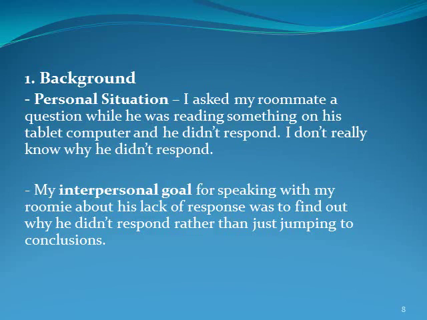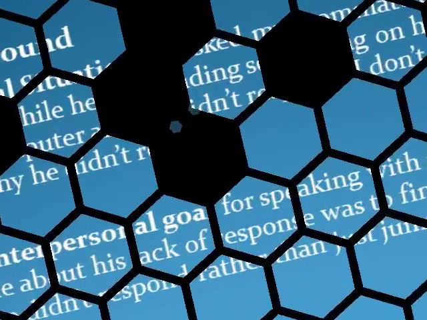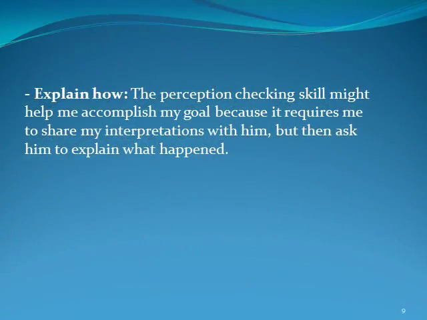Then next is your interpersonal goal. My interpersonal goal for speaking with my roomie about his lack of response was to find out why he didn't respond rather than just jumping to conclusions. The next step is to explain how perception checking can help you in achieving that goal. The perception checking skill might help me accomplish my goal because it requires me to share my interpretations with him, but then ask him to explain what happened.